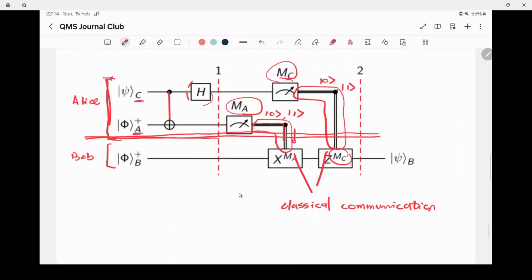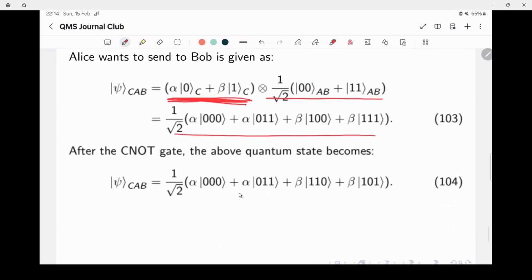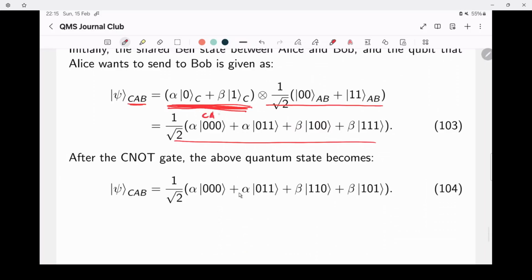So now you perform your C naught. So after the C naught, there's a bit of, you need to be slightly careful. I mentioned CAB. So the first qubit has to be qubit C. Second one is A. Third one is B. This is slightly not the same as what we would write our quantum state. So you need to be careful over here.